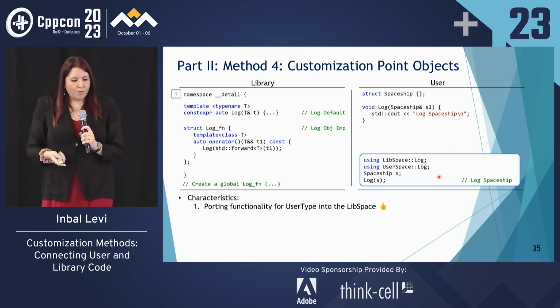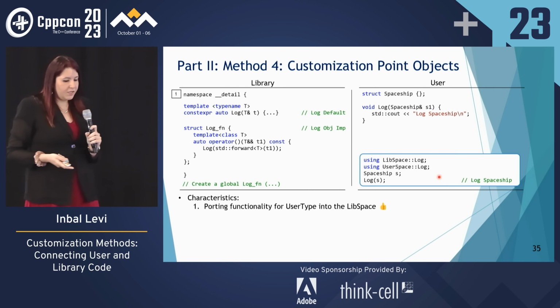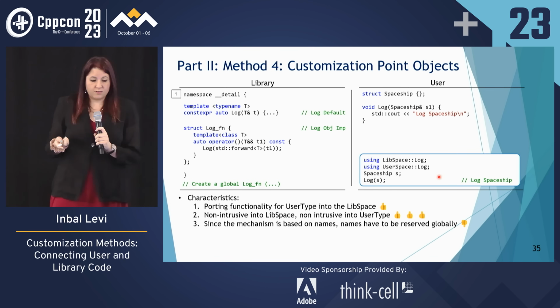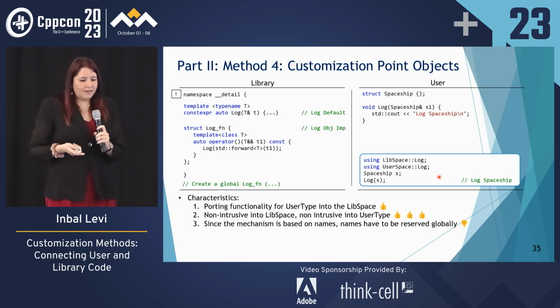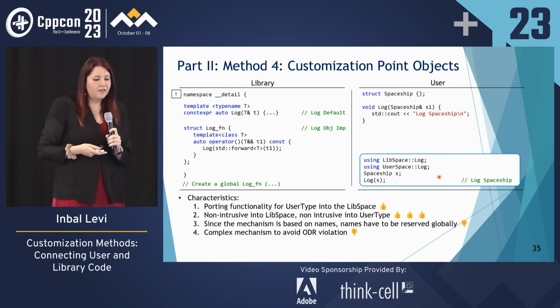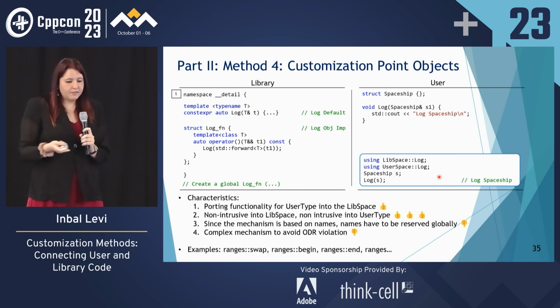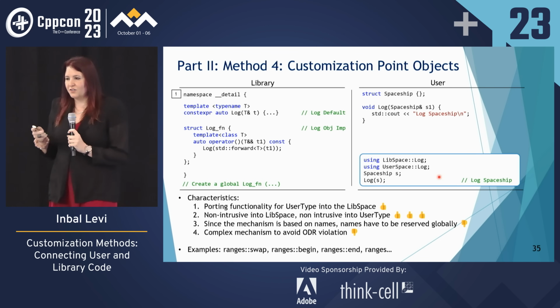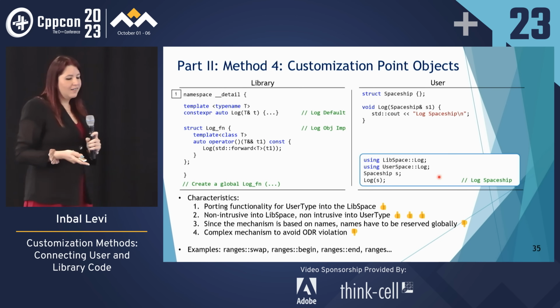Cool. So porting functionality for user type into the lib space, that's great. Non-intrusive into lib space, it is intrusive into user type. And still we capture names globally. We do it in a more complex way. And there's some complex mechanism involved to avoid ODR violation, but again, I don't think it's the major point here.